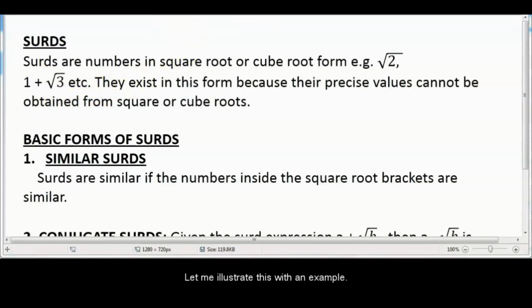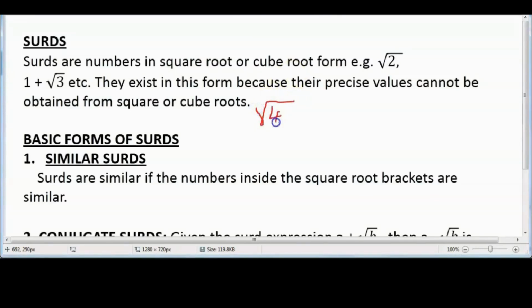Let me illustrate this with an example. Suppose root 4, or root 9, the cube root of 8. These are not surds. Their exact values are known.